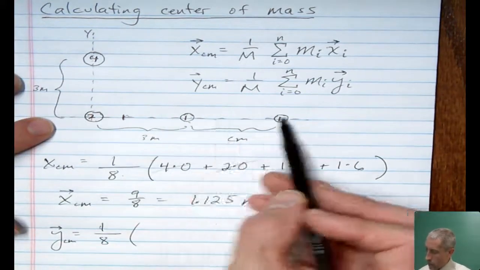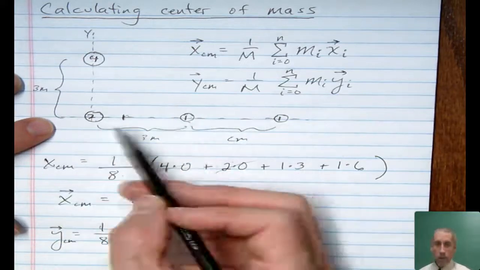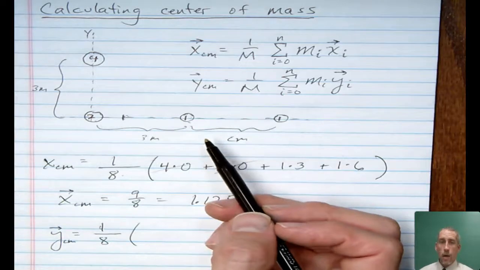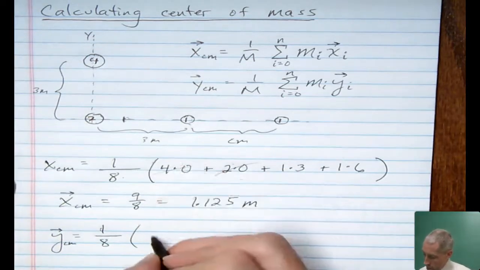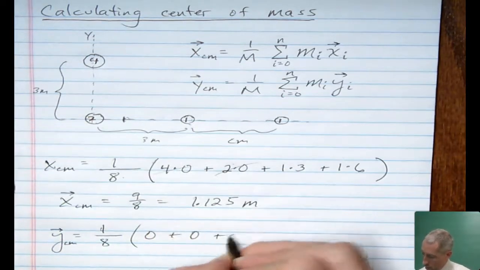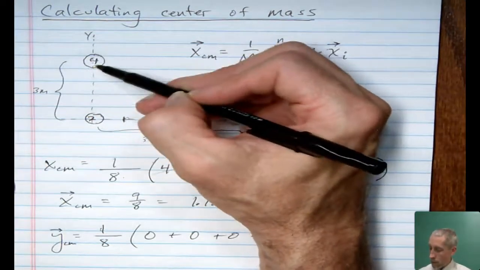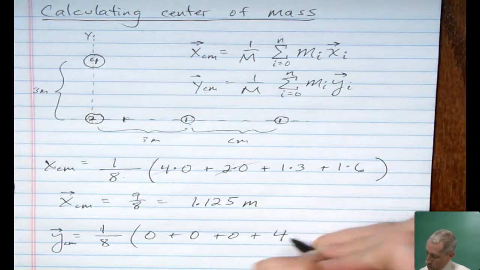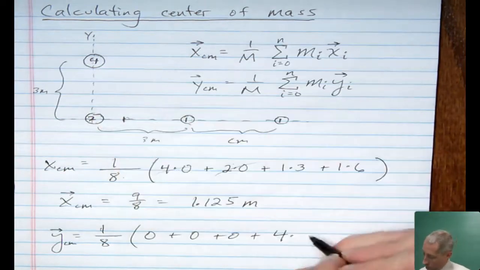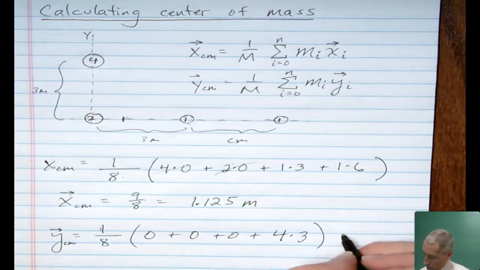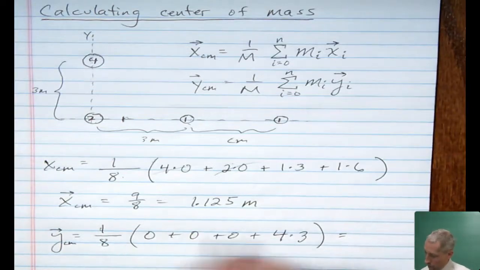Notice these three pieces here, their y-coordinate is 0. So just to keep things simple, I'm not going to write those because they're just going to add up to 0 anyway. So I have a 0 and a 0 and a 0. And the only one that has any y-coordinate that's not 0 is the big guy up here, 4. So it is the mass of 4 times its y-coordinate of positive 3. And so that adds up to 12 over 8.